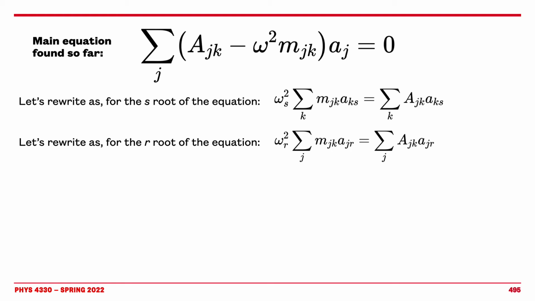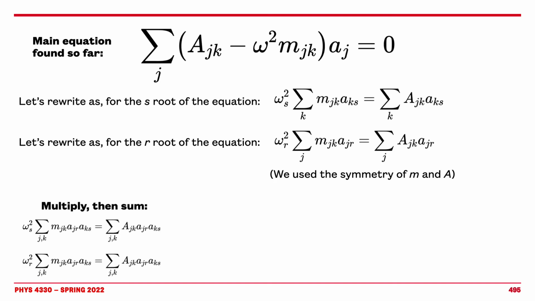And one thing we did is to say that we are actually using the symmetry for M and A. So we are going to use a usual trick. We are going to multiply the left and right-hand sides of the top equation by A_jr, and the bottom equation by A_ks, and we are going to sum over j. We are certain that these equations are still true. As I said, you multiply the two equations, left and right, by the same value, and you sum. So you obviously get this result.